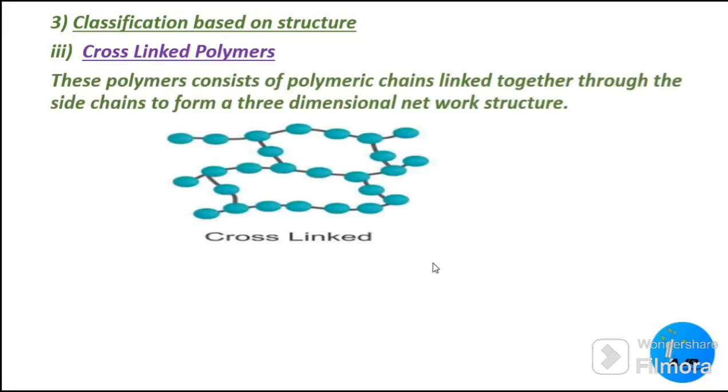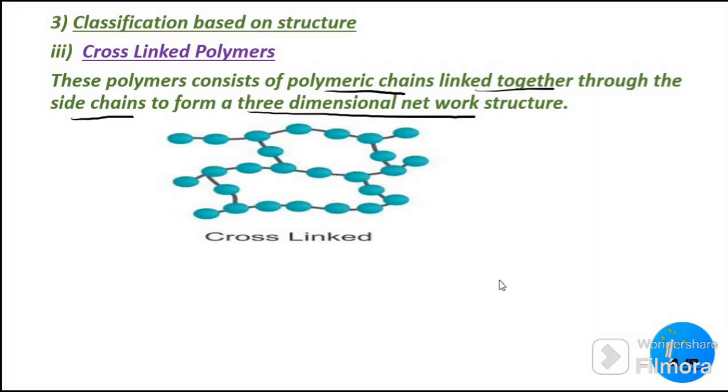What do you mean by cross-linked polymer? Actually, these are the polymers which consist of polymeric chains linked together through side chains to form a three-dimensional network structure. So in the case of branched structure, we have a linear chain and some side chains. But here, the polymeric chains will be linear polymeric chains, and different chains will be linked together by side chains to form a three-dimensional network structure. So that is called a cross-linked structure.